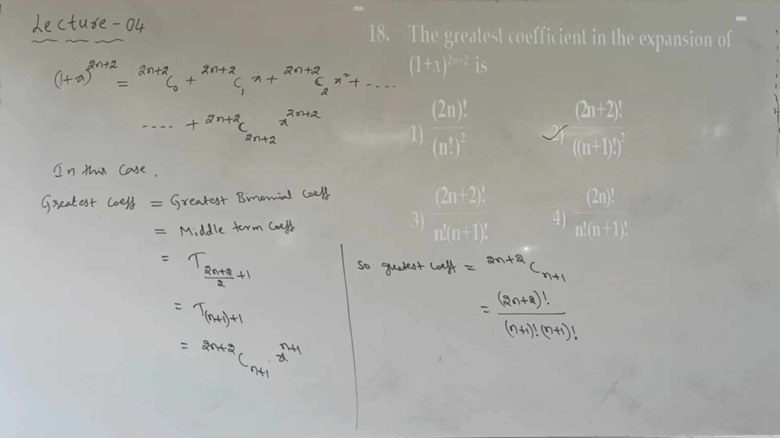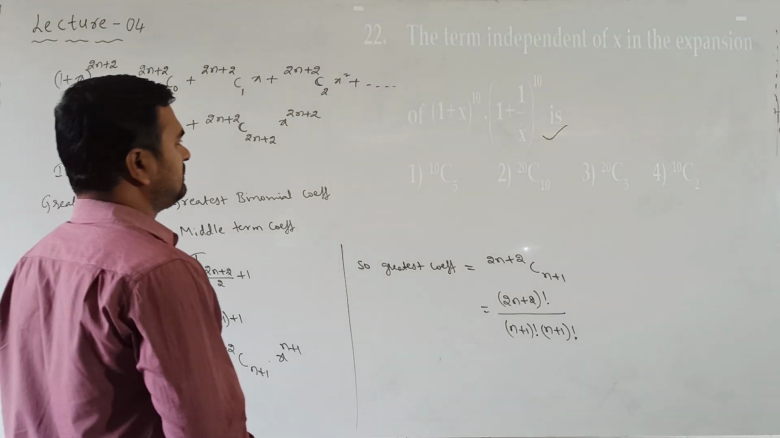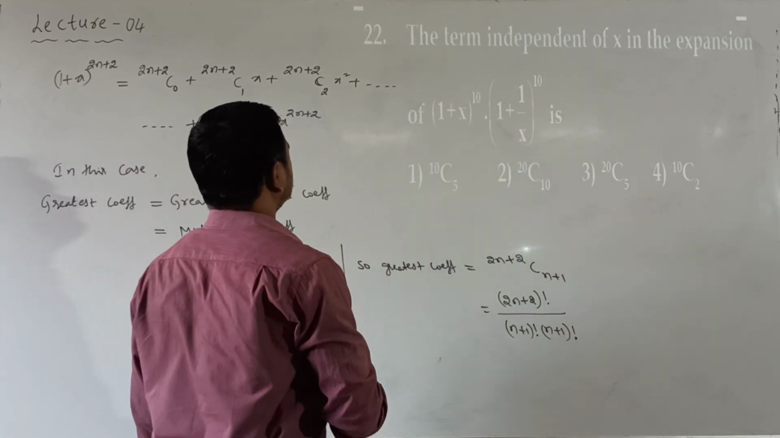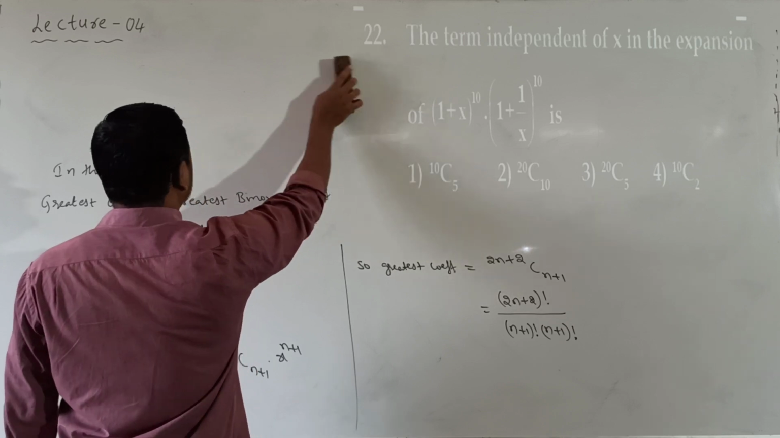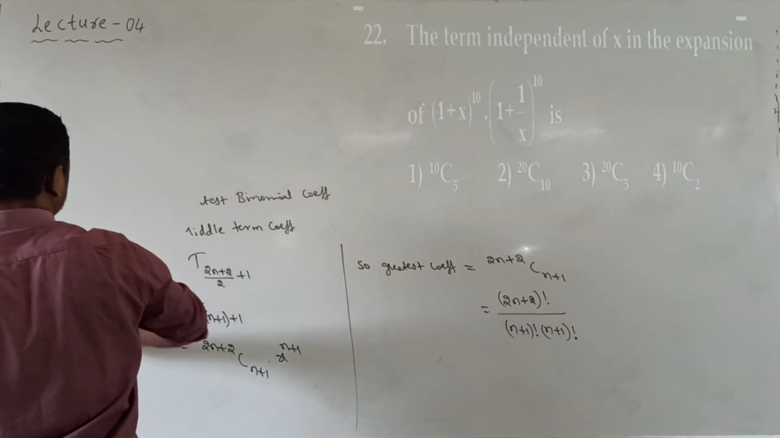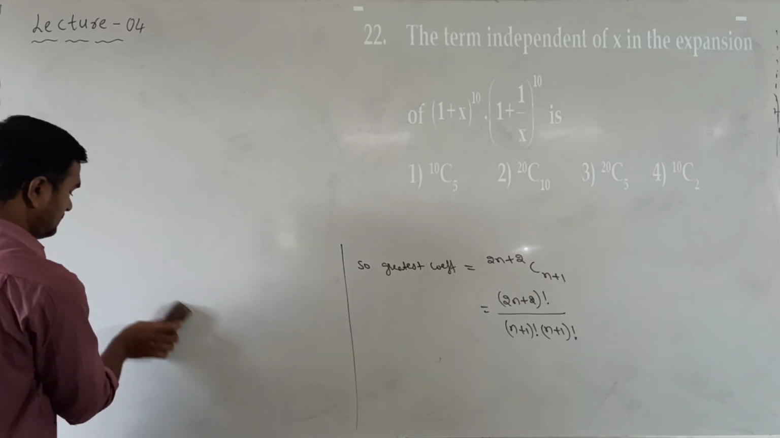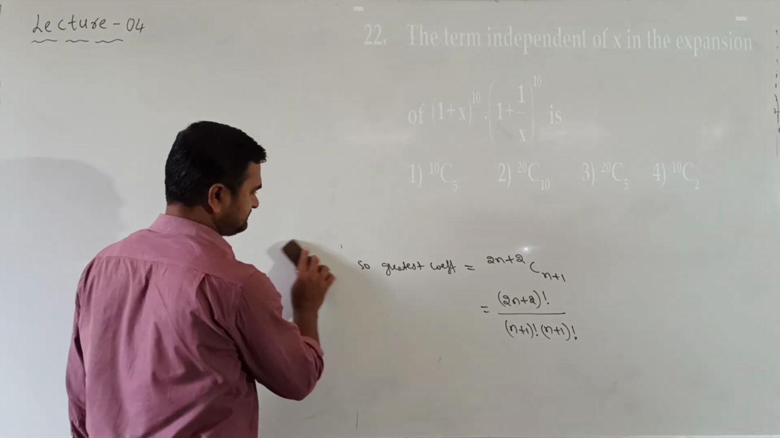Now see next question. The term independent of x in the expansion of (1 + x)^10 (1 + 1/x)^10 is. Now we need the term independent of x in this expansion, (1 + x)^10 into (1 + 1/x)^10.